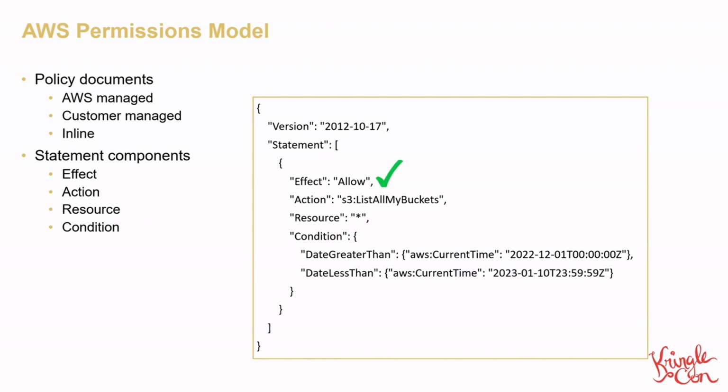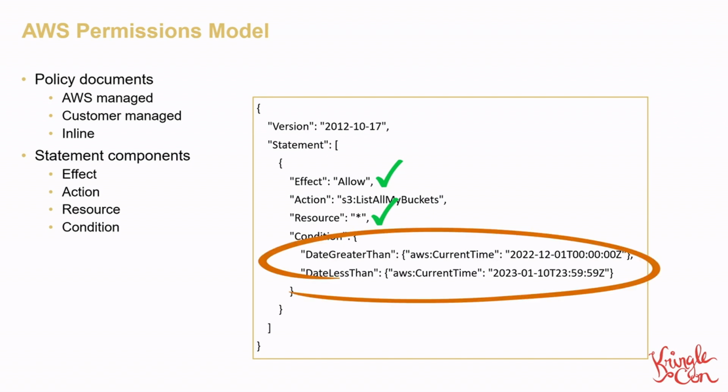The statement says, I want to allow. The effect of this statement is I want to allow whoever has this policy to do some things. Who is doing this? Who is the subject of this policy? It depends where it's attached. Now, the object of the policy, who is this acting on? In this case, it's star, everything. So I'm going to allow someone to interact with everything with a certain condition. The condition here is only between December 1st, 2022 and January 10th, 2023. So this policy is only useful in that roughly 41-day time period.